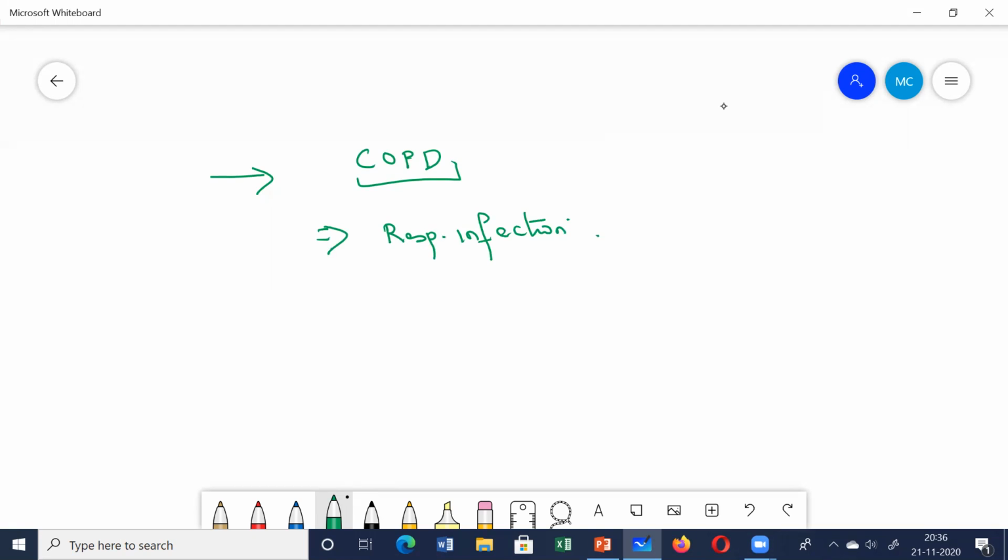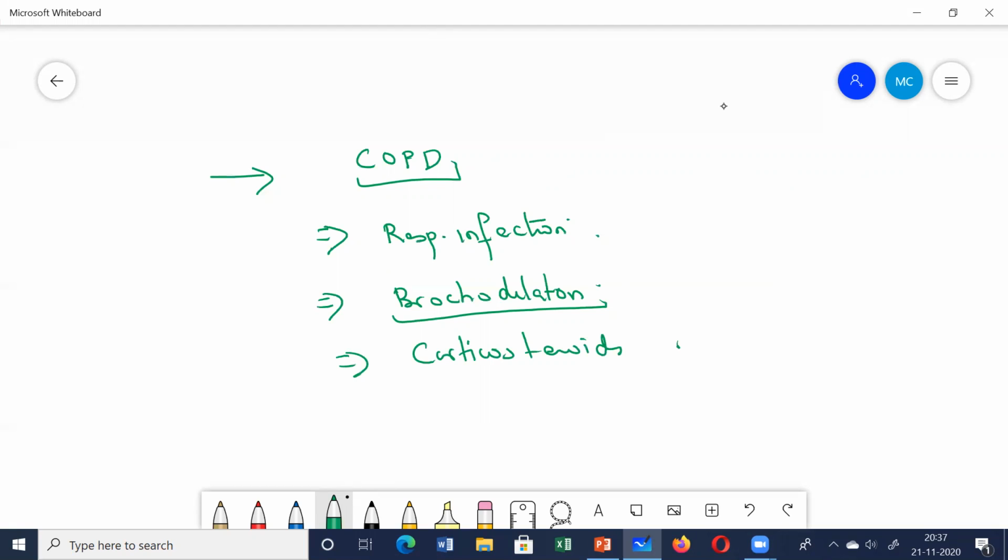In those cases, we are going to treat them with antibiotics. If the patient is having difficulty in breathing, we can also give bronchodilators. We studied in the bronchodilator chapter that anticholinergics are the most common bronchodilators, ipratropium and tiotropium bromide, which are given in patients of COPD. And if the patient has come with bronchospasm, you can give corticosteroids. This is about all the treatment. I told you the general measures, the drugs, and these additional measures: respiratory infection, give antibiotics, bronchodilators, corticosteroids.